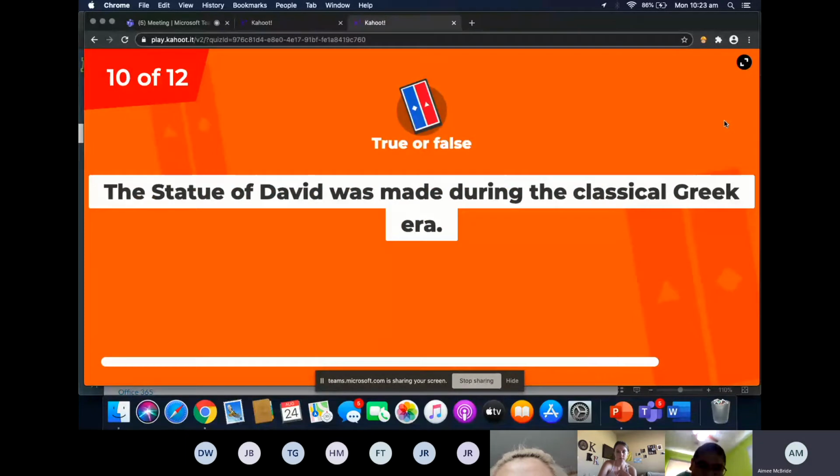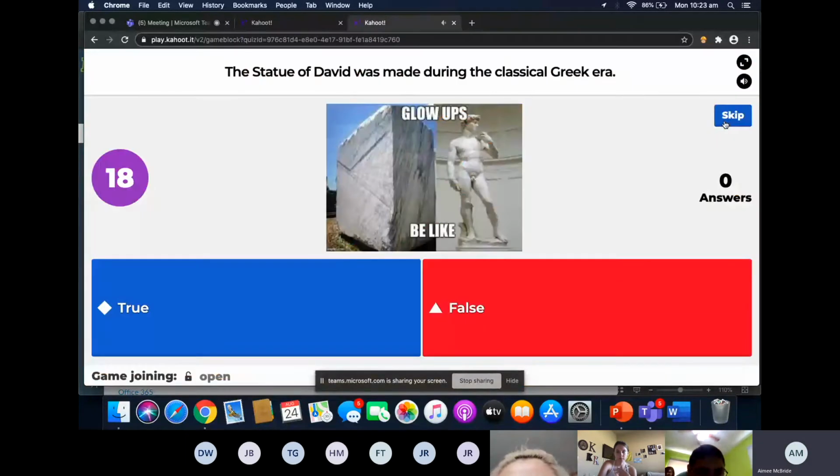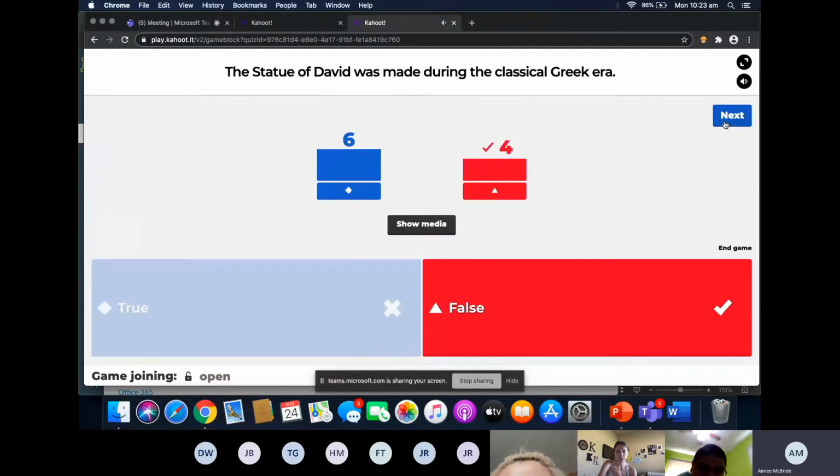This one's trickier too. Yeah, so this one's tricky because it looks like it was made during the classical Greek era, but it's actually made by Michelangelo during the Renaissance era. That one's tricky, mostly because Renaissance art is just a rebirth of Greek art. So yeah, if you didn't know that, that's totally understandable.